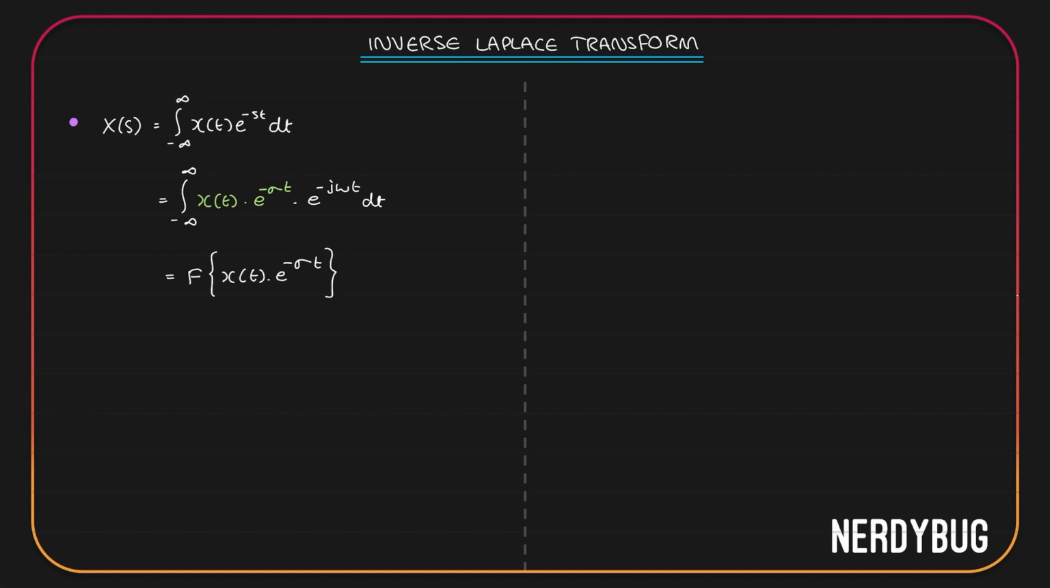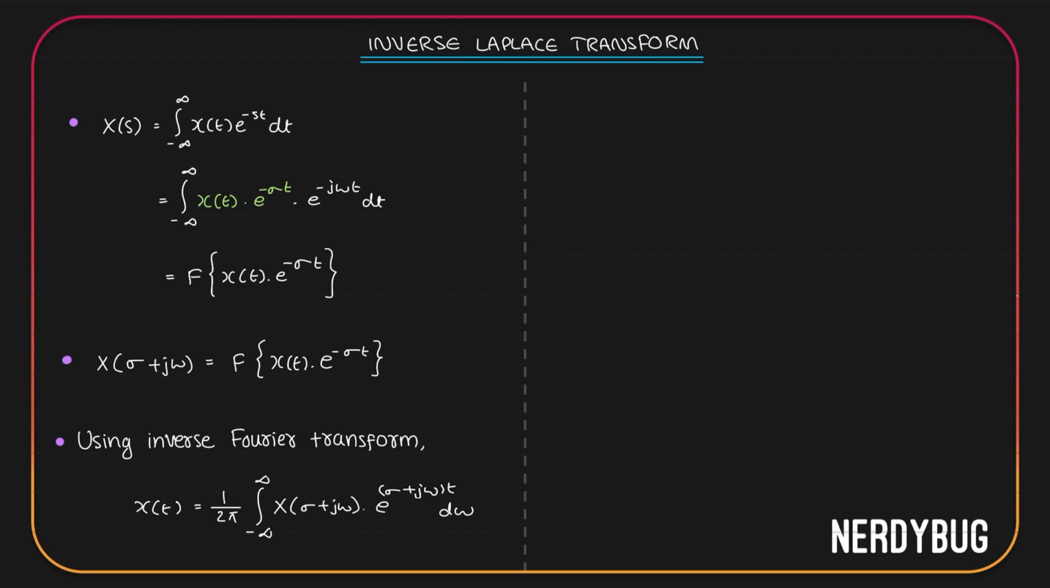The Laplace transform of a function x(t) is the Fourier transform of the function x(t) e^(-sigma t). That is, X(sigma + j omega), instead of s, is equal to the Fourier transform of x(t) e^(-sigma t). So to get x(t), we can simply use the inverse Fourier transform. Using the inverse Fourier transform, x(t) will be 1/(2 pi) times the integral from -infinity to infinity of X(sigma + j omega) e^((sigma + j omega)t) d omega.